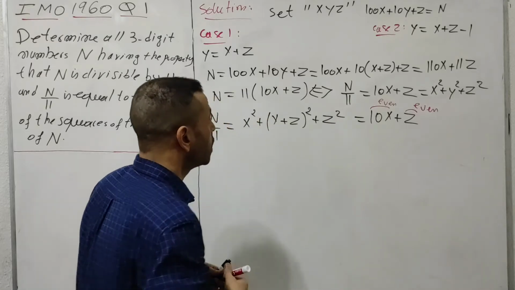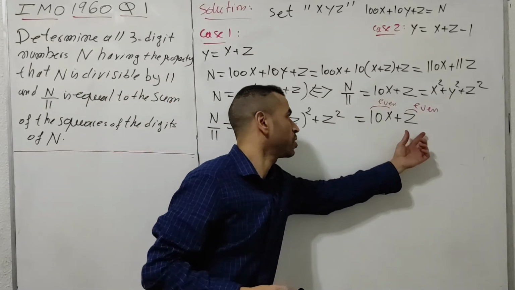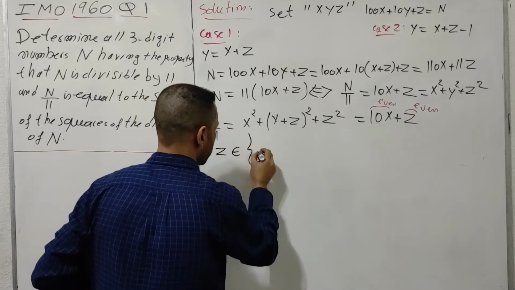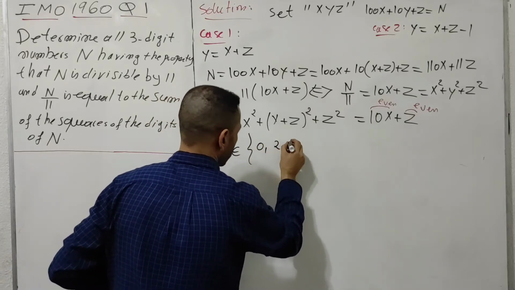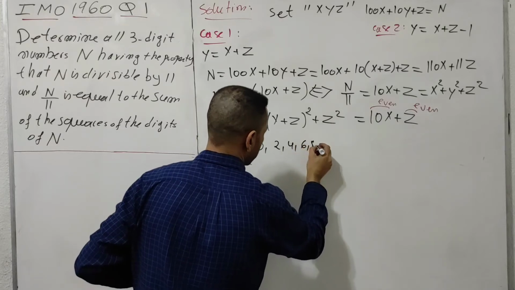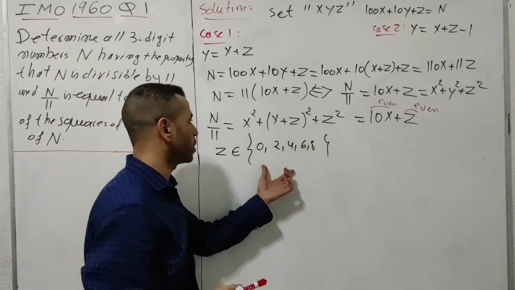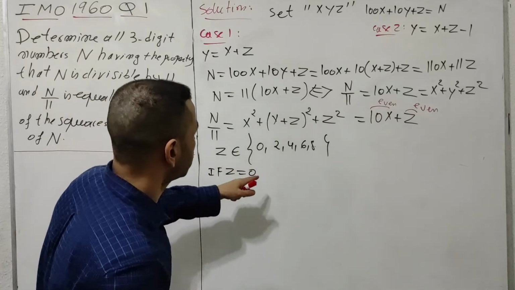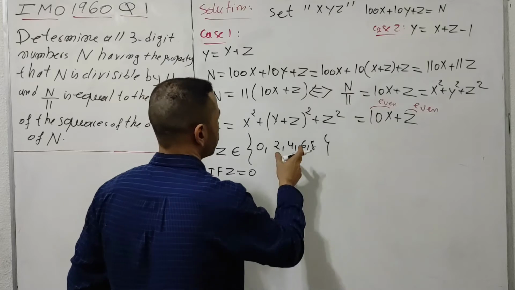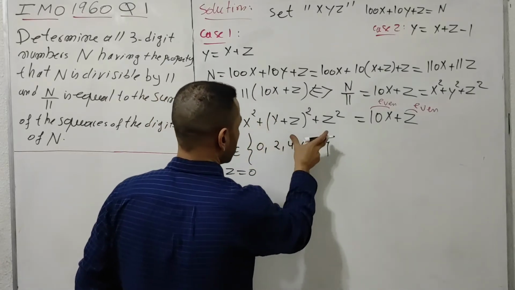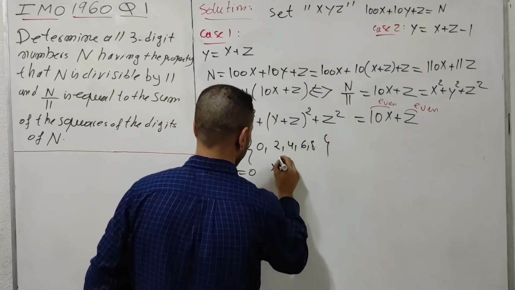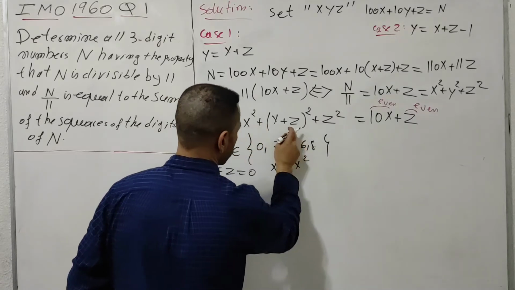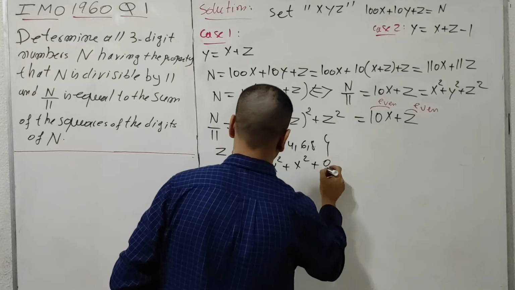Since z is even and one digit, z must take these numbers 0, 2, 4, 6, 8. I'm going to check case by case. If z equal to 0, I'm going to replace z with its value in the first equation here. So we'll get x squared plus x squared, because this one is 0, plus 0.